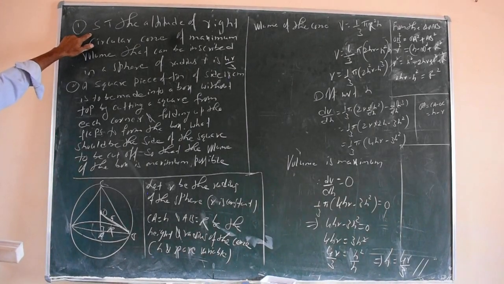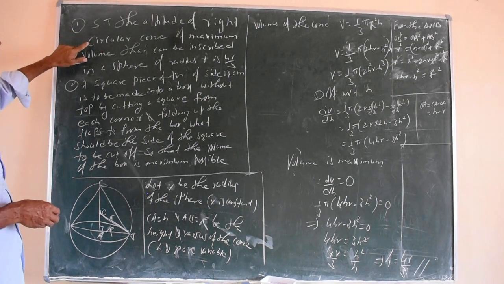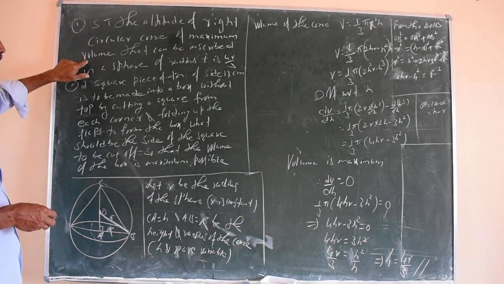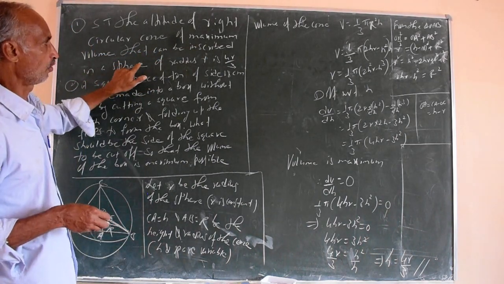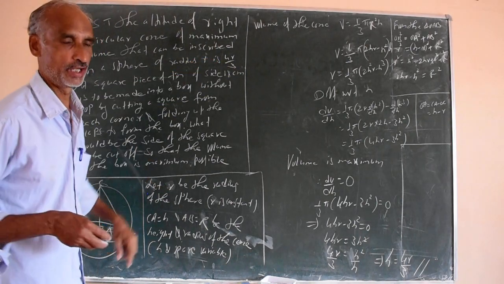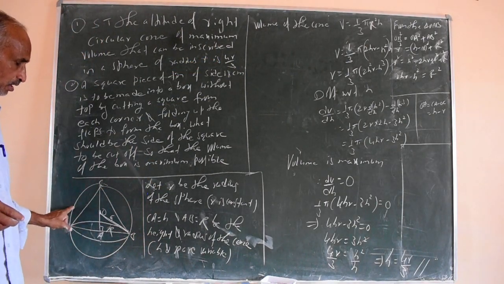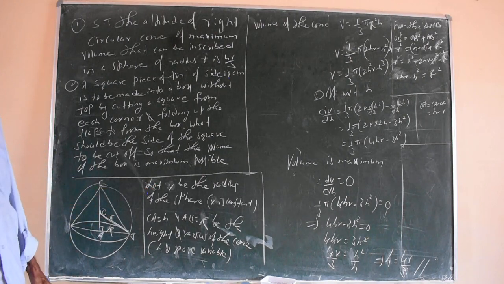Show that the altitude, or height, of a right circular cone of maximum volume that can be inscribed in a sphere of radius r is 4r by 3. It means here is a sphere; the radius of the sphere is r, and that is fixed.